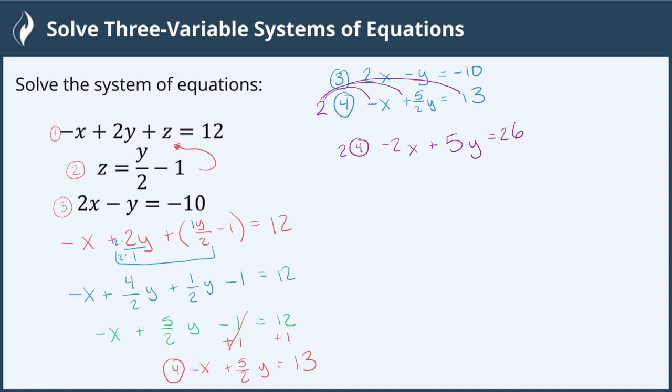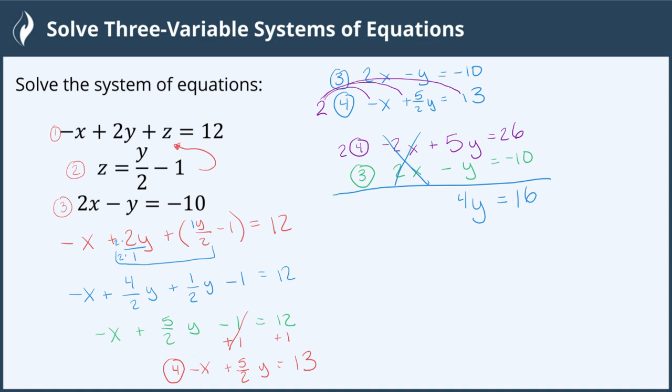Now I didn't do anything to equation number 3, so I'm just going to write it down just as we have here, which is 2x minus y equals negative 10. Now that I've multiplied those and I set it up that these should match except for one being positive and one negative, they will cancel out that first variable. Negative 2x plus 2x is canceled, and so we've accomplished what we set out to do. Now we have 5y minus y, which gives us 4y, and 26 minus 10 is a positive 16.